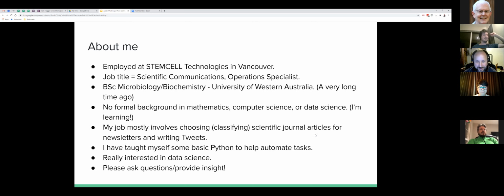But going back to my job a little bit, what I do is I mostly choose or classify scientific journal articles to be put into newsletters, and also do a lot of tweet writing. So my job is very manual, very laborious, and very repetitive. And because of that, I decided to teach myself some basic Python to help automate some of the tasks.